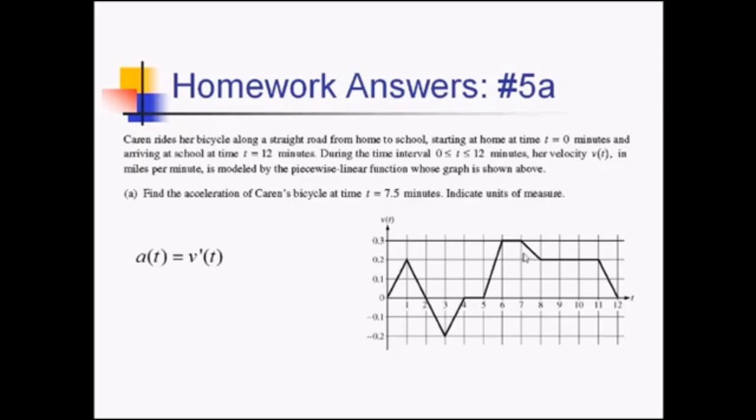So this is going to be 0.2 minus 0.3 for the y values and 8 minus 7 for the x or the t values. And you actually could leave it like this and put units of measure and be done. If you want to risk it, we can simplify it down. This is going to be negative 0.1 over 1, so negative 0.1. And the velocity was in units of miles per minute, so this is going to be miles per minute squared.